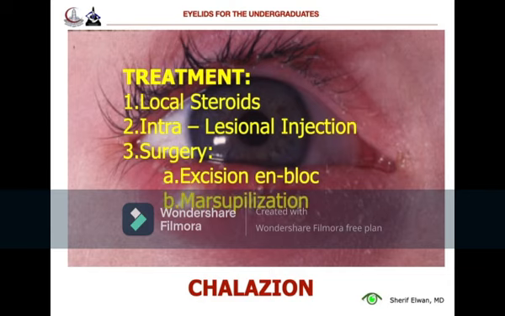And excision en bloc is understood. Marsupialization means deroofing from the conjunctival side. It is removing a part of the deeper lamella of the tarsus, letting the glands drain into the conjunctival sac.